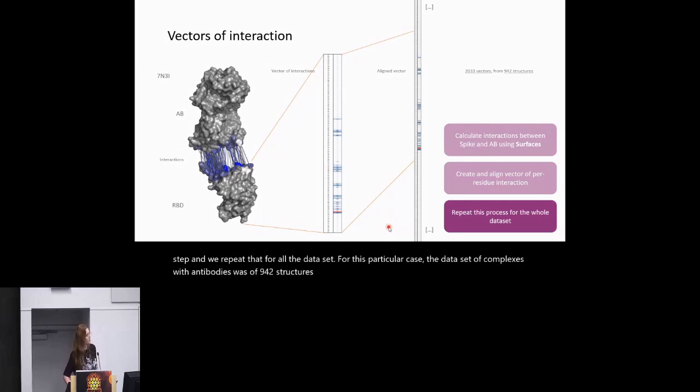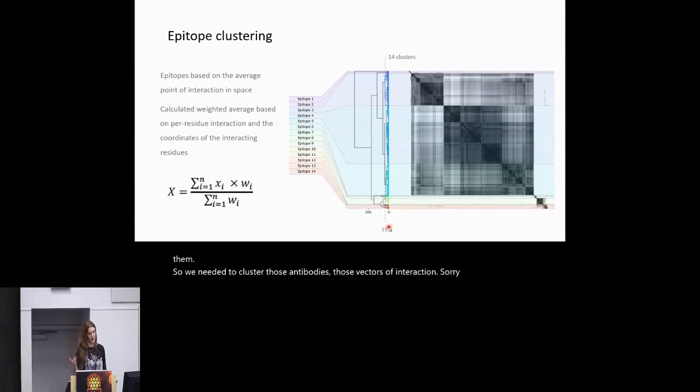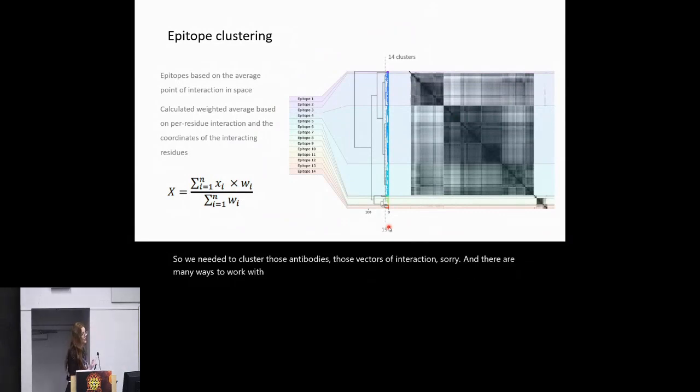And we ended up with more than 2,000 vectors because a few of those structures are of trimeric spike or have more than one antibody bound to them. So we needed to cluster those vectors of interaction. There are many ways to work with vectors, but we decided to go with a method that would consider both things that we are evaluating: both the geometry of this interaction and also the strength of interaction per residue. So we chose a weighted average of positions where the weights are exactly this per-residue interaction. And clustering those, we ended up with 14 clusters.